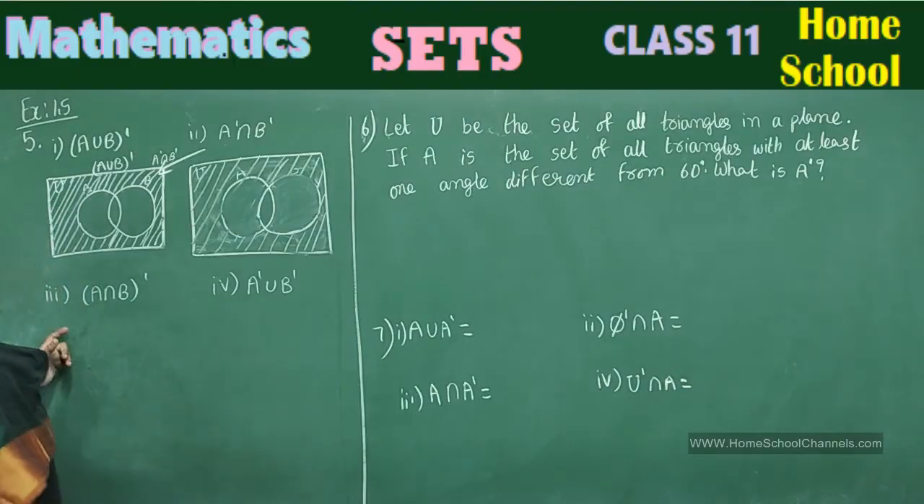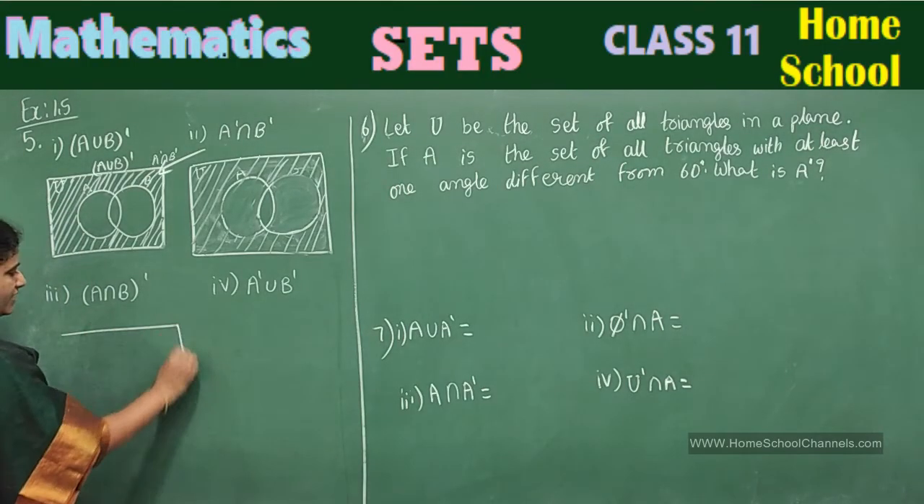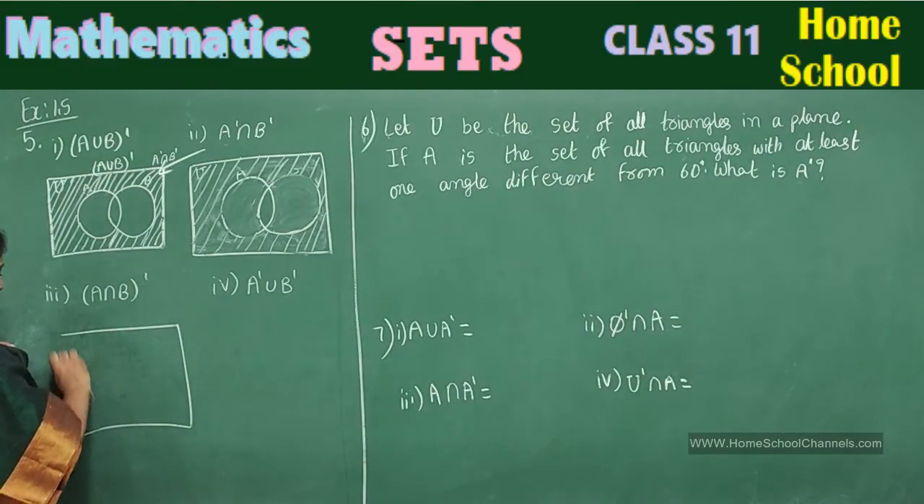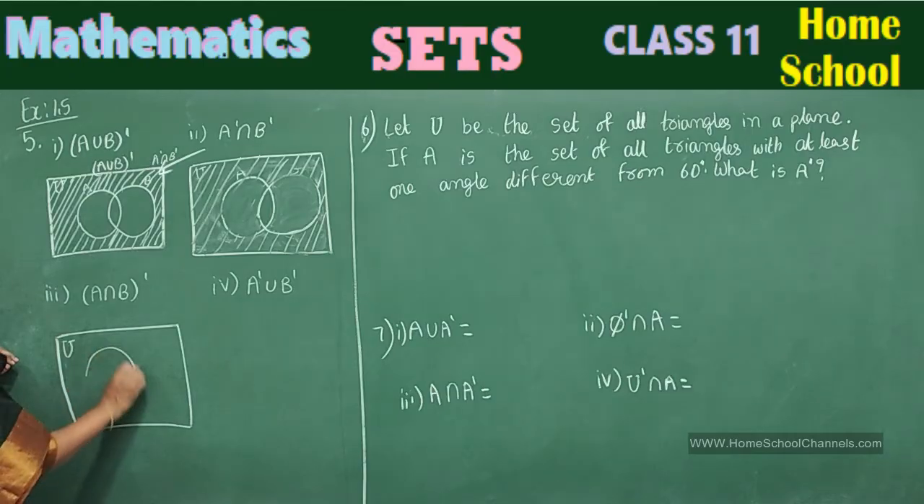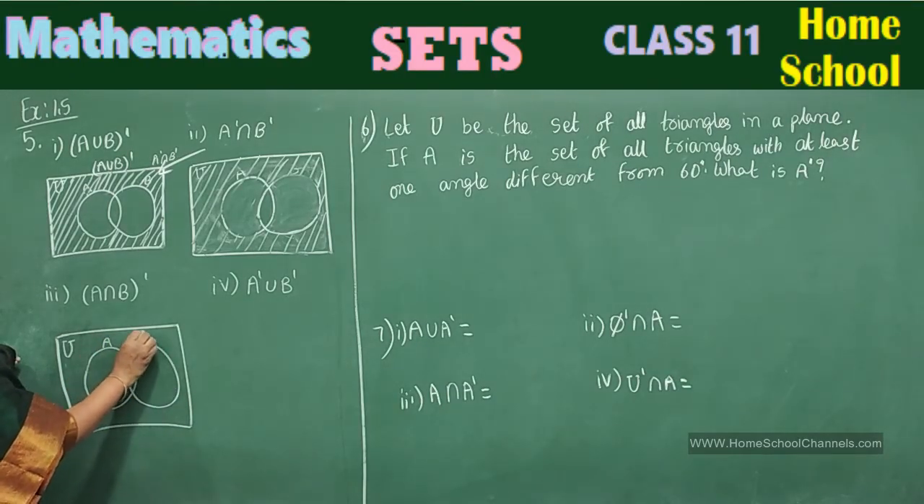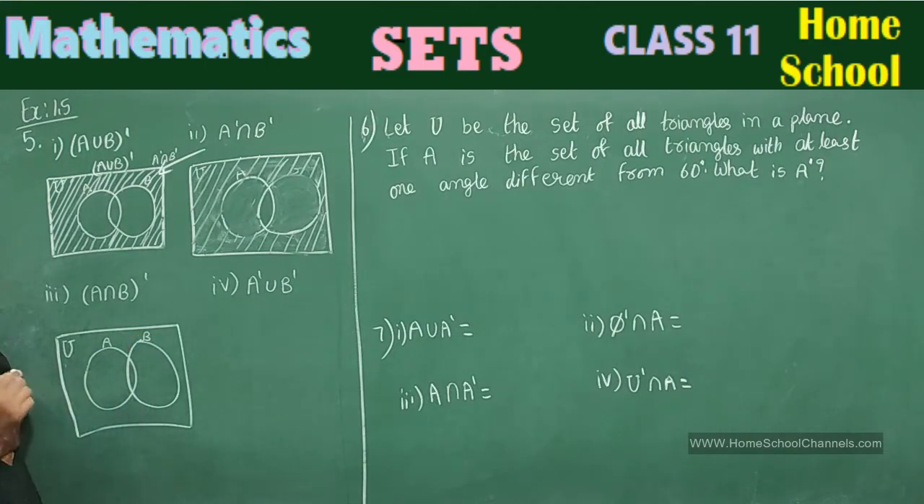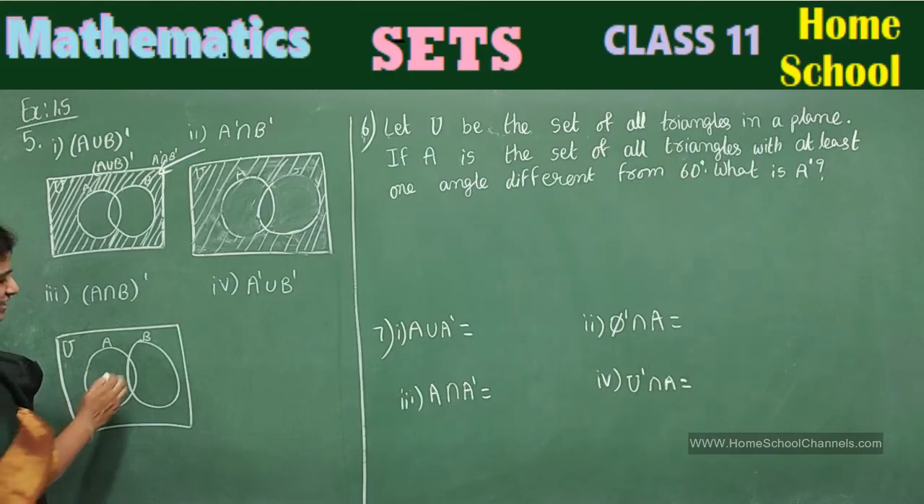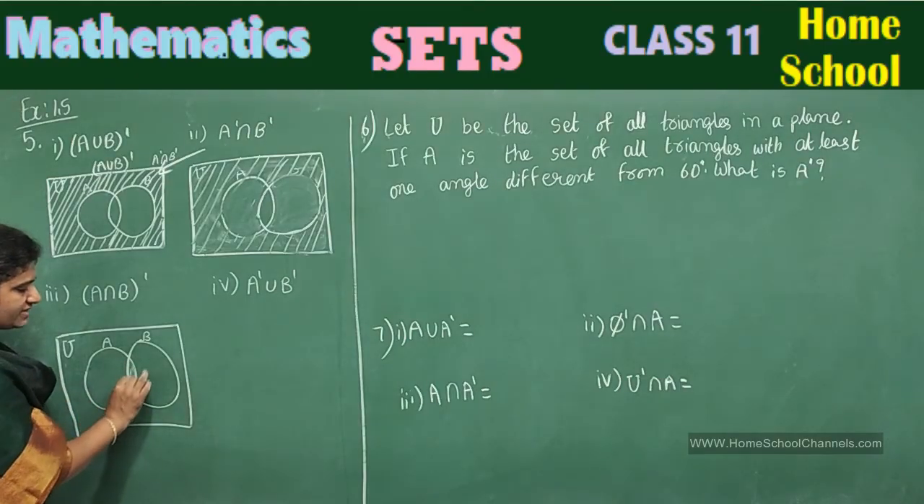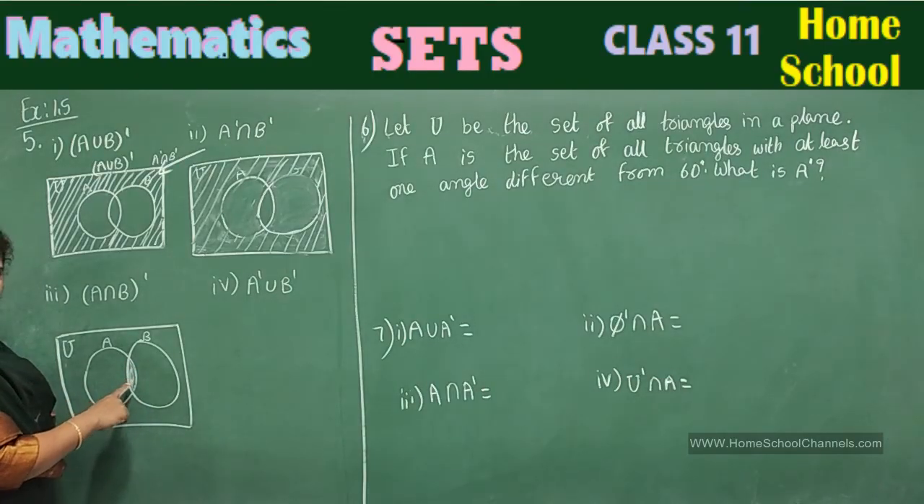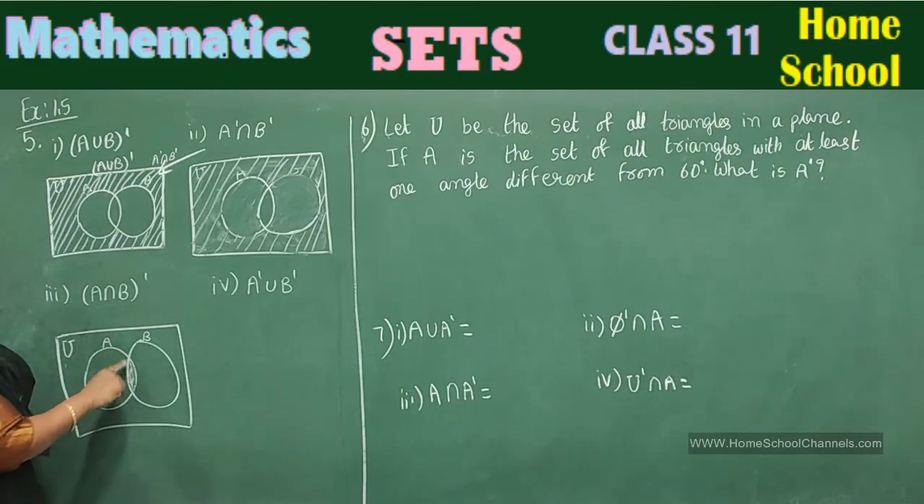Okay, so see the third one, A intersection B whole complement. First, draw the universal set with a rectangle, universal set U. Two subsets A, B, A intersection B whole complement. First observe, A intersection B means only this part. A intersection B means only the tiny region which I have shaded.